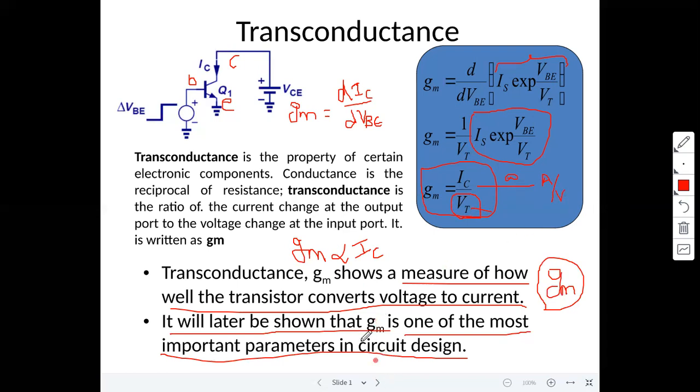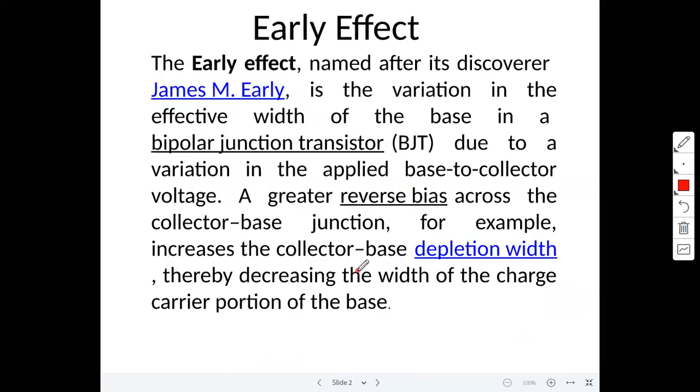Okay, up to this, just know the definition of transconductance. What is transconductance? Transconductance is nothing but the ratio of the rate of change of output current with respect to the rate of change of input voltage. And it indicates how effectively the transistor works as a voltage to current converter. Okay, that is about gm.